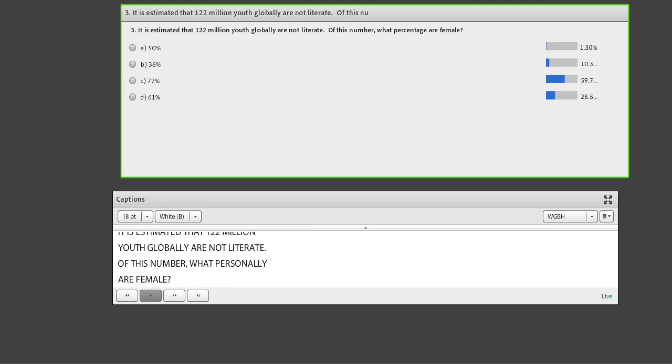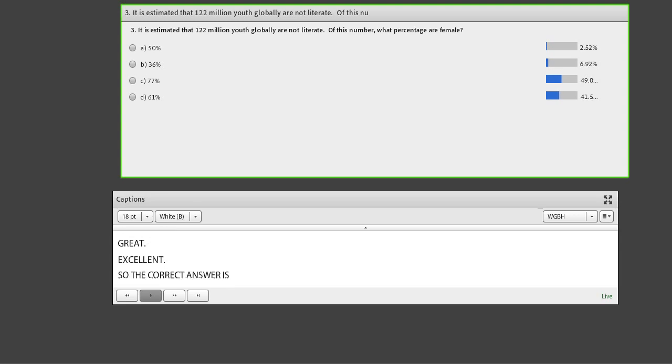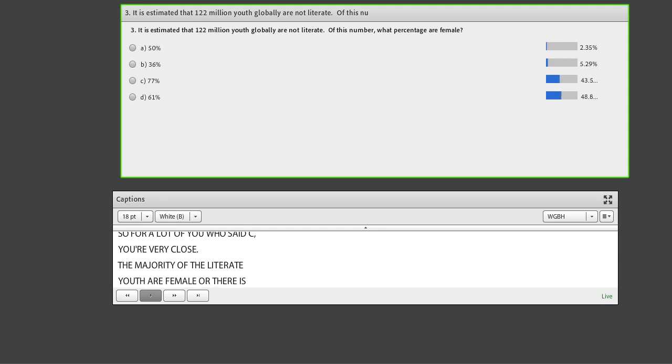Looks like most responses are saying C, but we also have quite a bunch that are saying D. And great, excellent. So the correct answer is actually D, 61%. But for a lot of you who said C, you're very close. The majority of illiterate youth are female, or there's certainly many more female than male. And this is important to know because, as we said, there is definitely a different experience for female students in the world with education than there are with male.